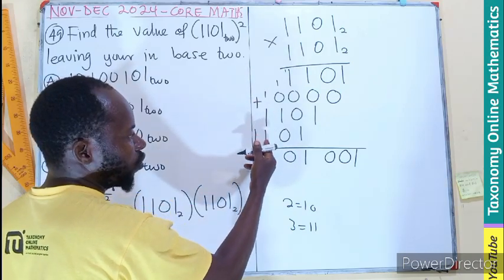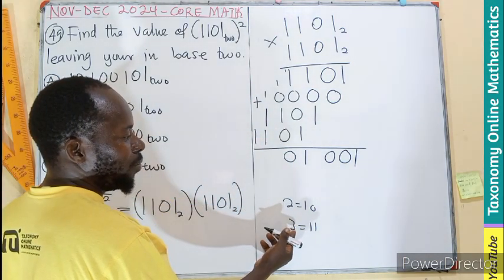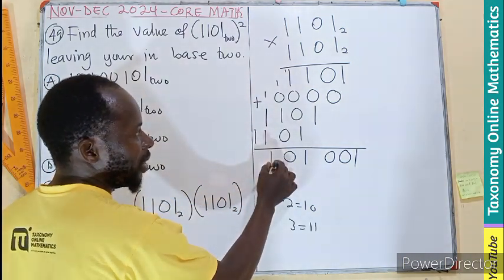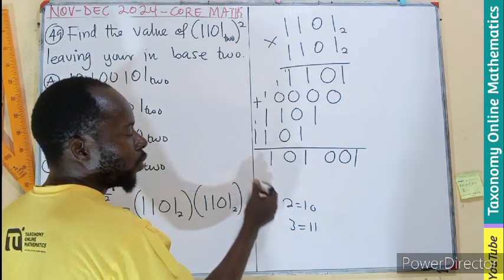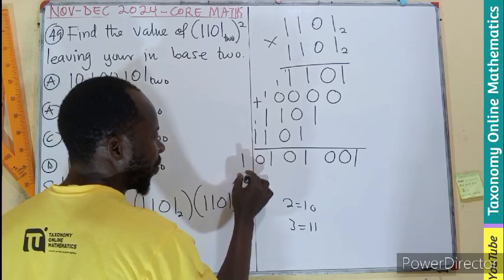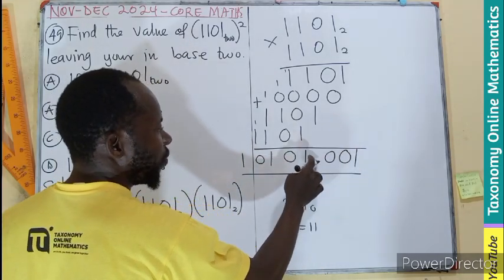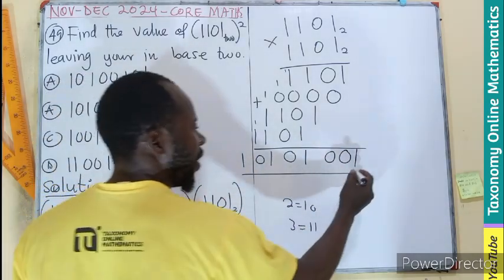1 plus 1 plus 1, that will be 3. In base 2 will be 1, 1. So 1, you carry 1. If you add it to this, it becomes 2. So you have 1, 0. 1, 2, 3, 4, 5, 6, 7, 8 in base 2.